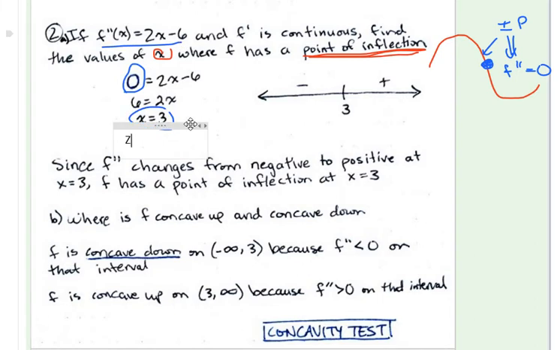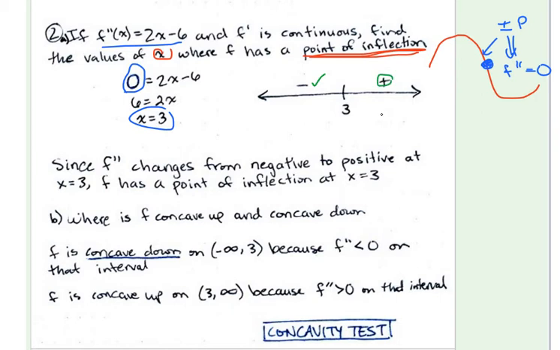But we have to test to make sure that that inflection point is valid. So we check to the left of 3, and we plug in something like, say, 2. We plug in 2 and we get 4, and 4 minus 6 is -2. That just goes to show that it is a negative number. So that is why we have a negative on our sign chart over here.